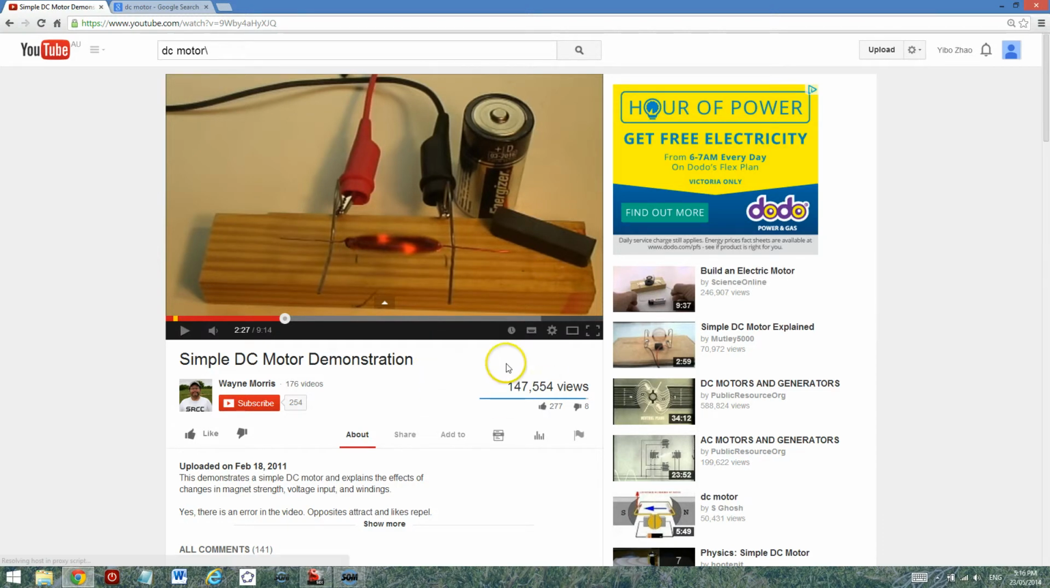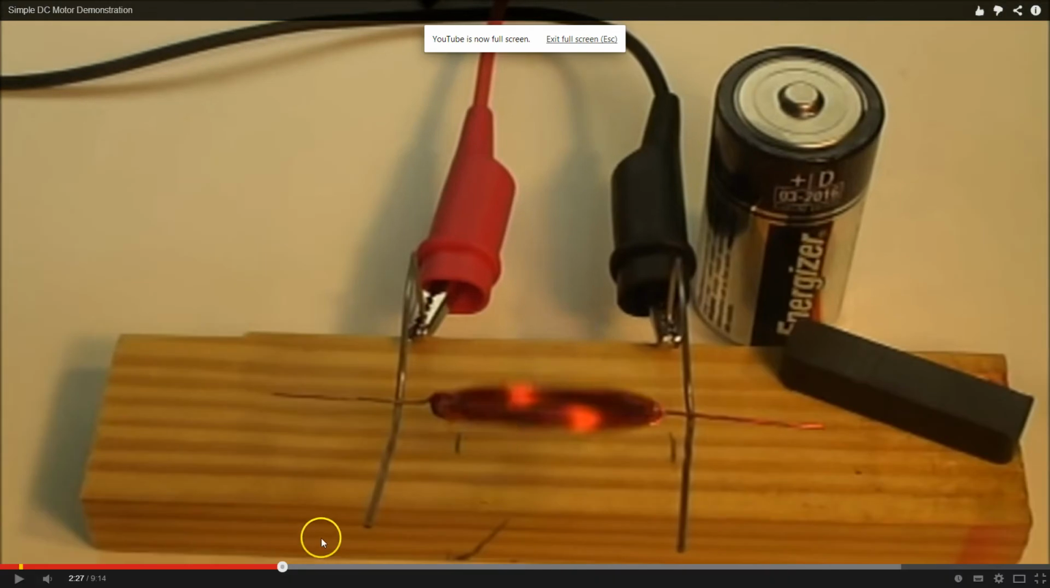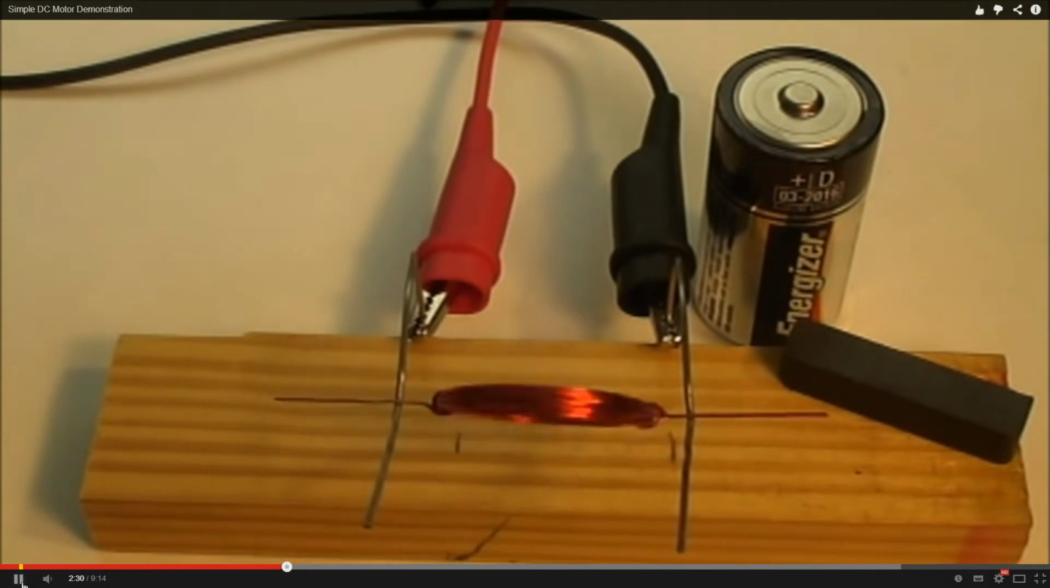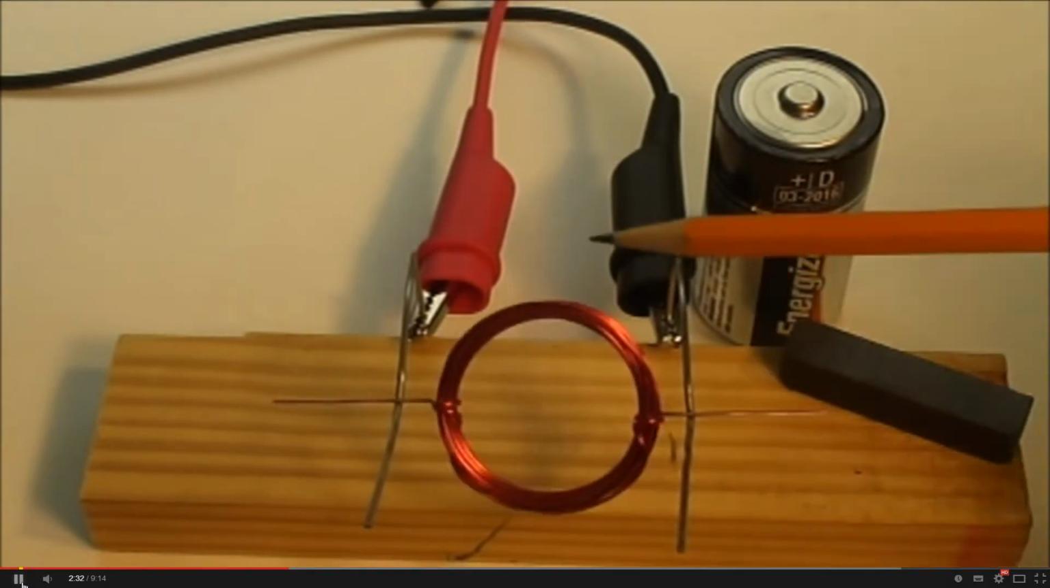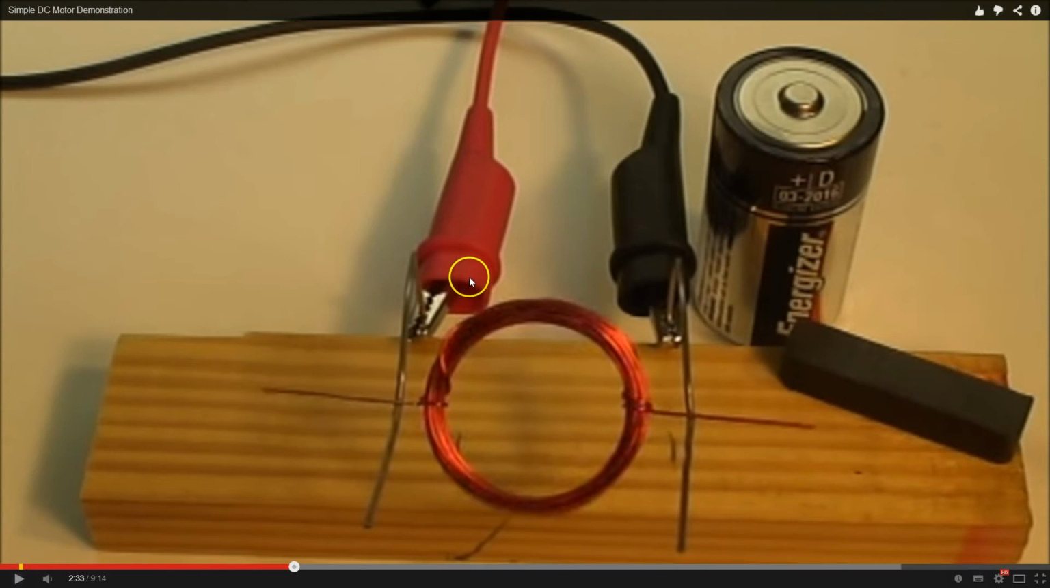Okay, now let me show you a real-life example of a simple DC motor. I found this YouTube clip and you can have a look. Right now we won't see any continuous rotation because we're missing one thing. The guy has a current connected through a coil, but because there's no magnetic field, it won't rotate.